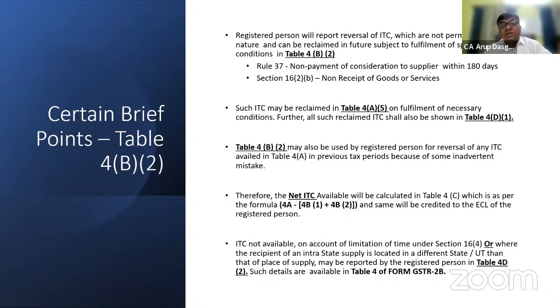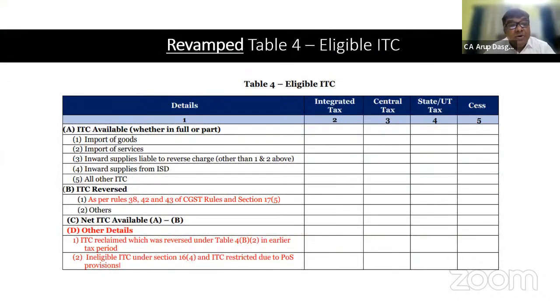And what goes into net ITC? Which figure is going into your net ITC? The figure obtained by 4A minus 4B is going into net ITC. So now coming to the next thing. What is the next thing? The other details, which we call the disclosure table. As I just told you, there are 2 tables. One is the transaction table. So A, B, C, which are given, till C, these are all transaction tables.